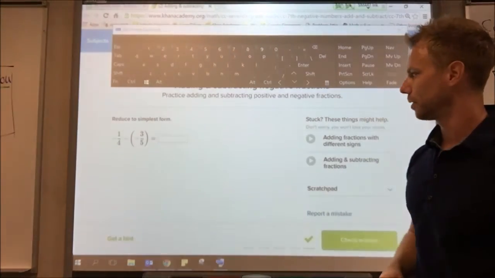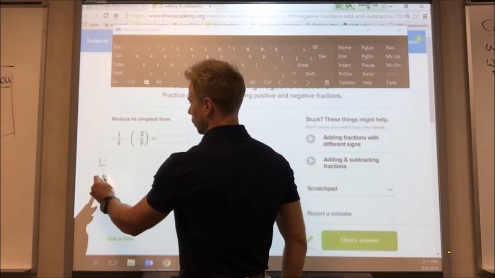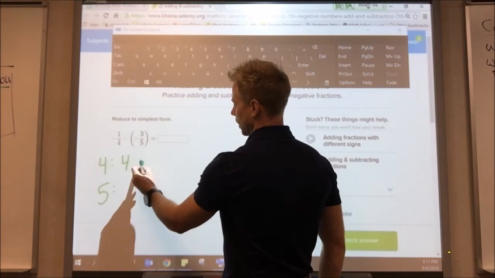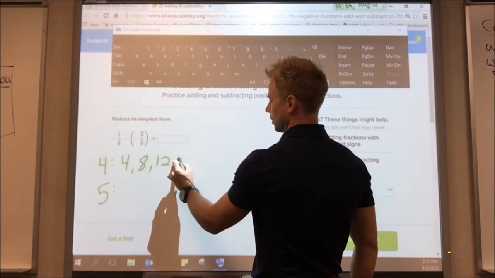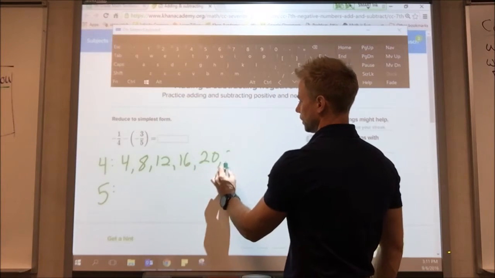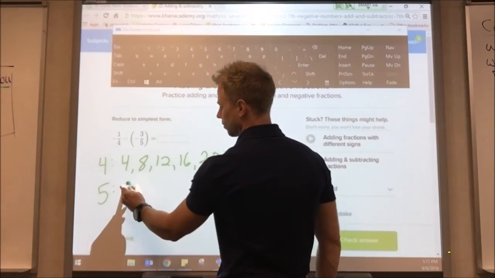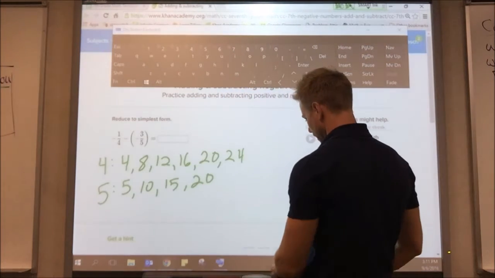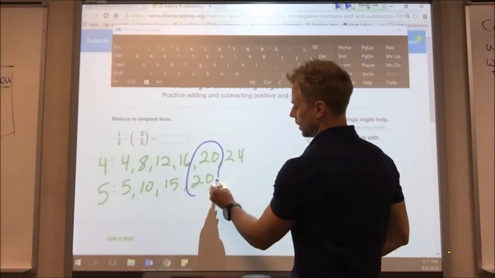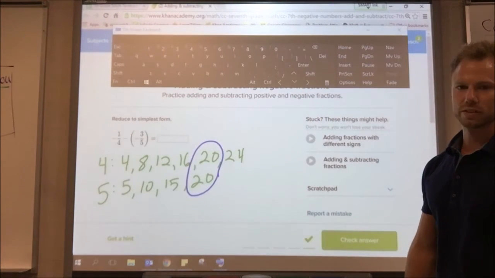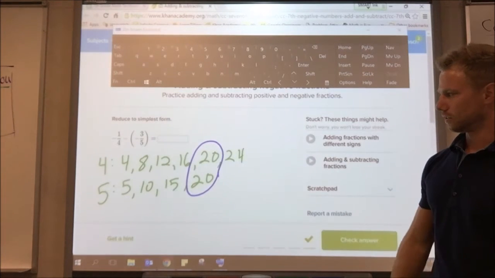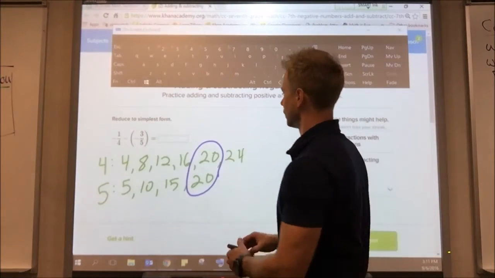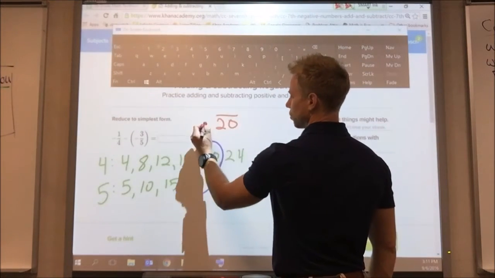Again, we need a common denominator. So we'll start listing multiples of 4 and 5. 4, then 8, 12, 16, 20, 24, and 5. Go by 5s. We have 5, 10, 15, 20. And I can stop there because I see 20 is the first one that's in both rows. That is a multiple for both of our denominators. So again, we already know our denominator is going to be 20, so we can write that in.